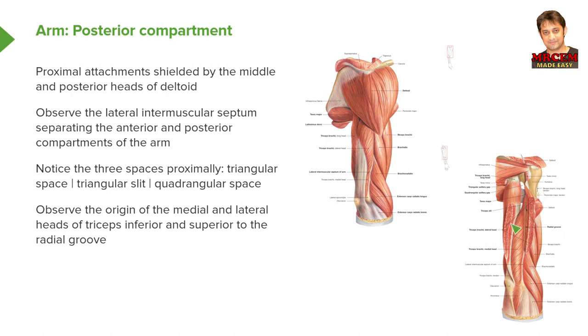And we can also, in this diagram here, remind ourselves of those three spaces on the posterior wall of the axilla. So the quadrangular space we can see here, the triangular space we can see here, and the triangular slit or the triangular interval we can see here. We can also, in relation to the radial groove, see the origin of the medial and lateral heads of triceps.